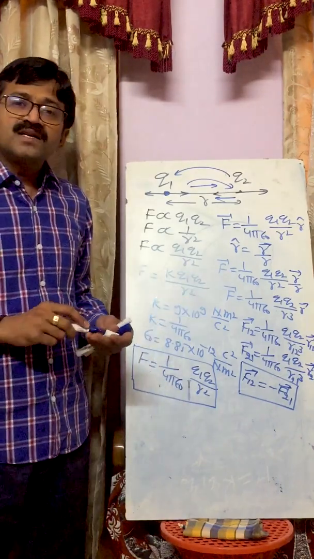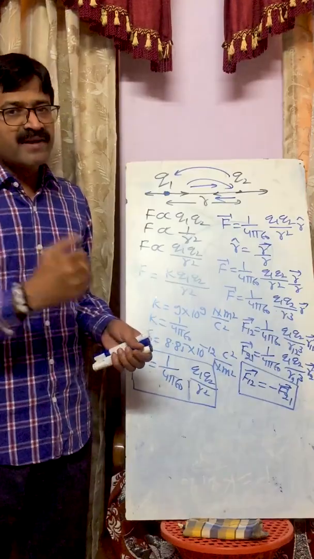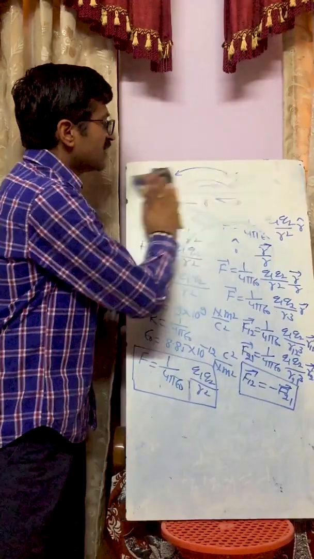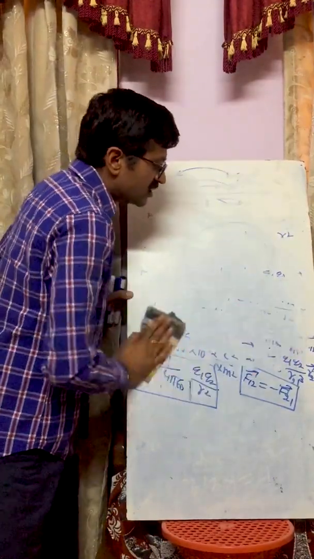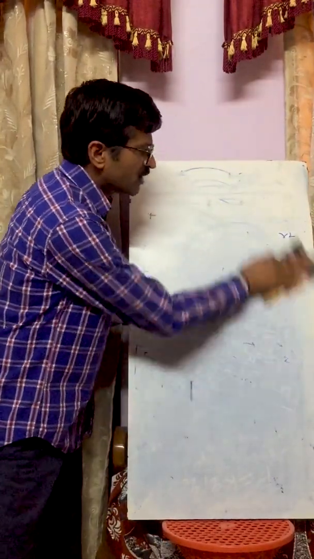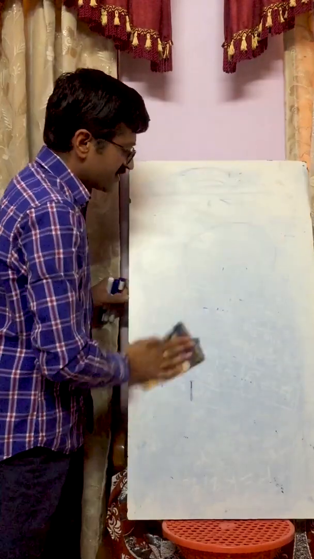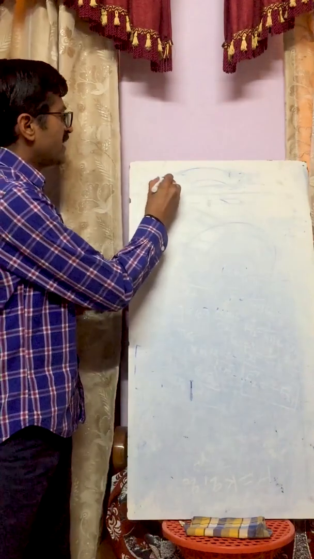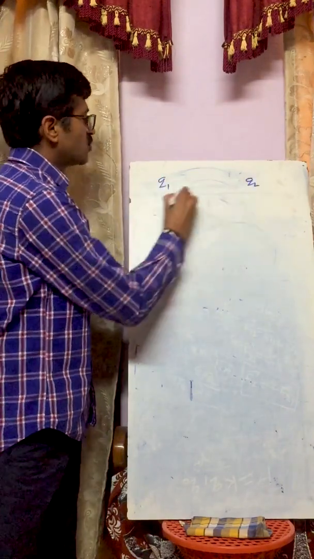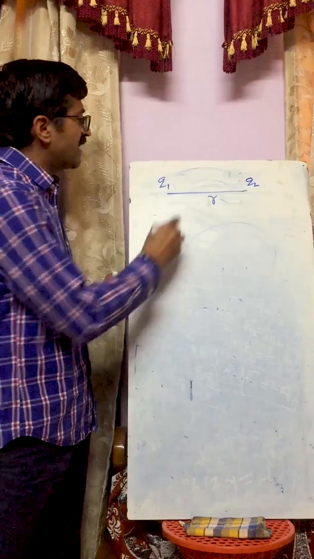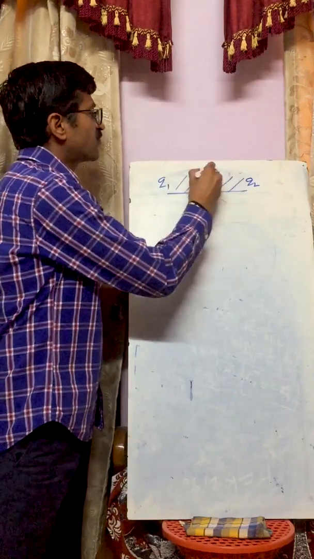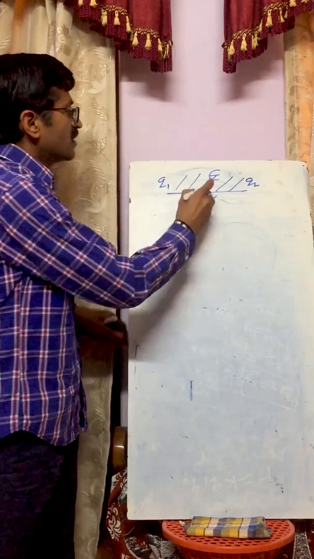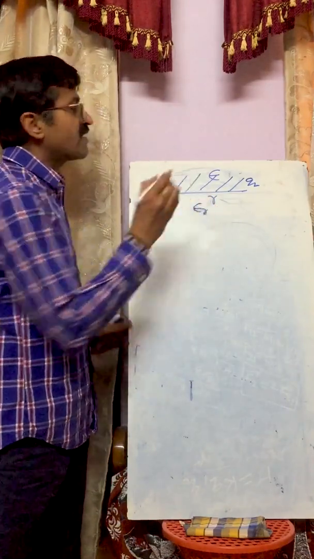Now, what about the effect of a dielectric medium? If a medium is filled between them, what happens? Whenever a medium is filled between these two charges, how will the force get affected? Let us discuss that. When a medium is there, these are two charges Q1 and Q2, and this is the distance between them. Here the medium is filled. The medium has permittivity epsilon or dielectric constant epsilon r.